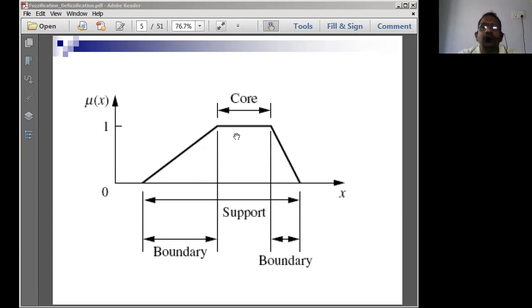Core is only going to have one value, and support is always going to be greater than or equal to 0. So mu of x should be greater than or equal to 0 for the support feature. Core means mu of x should be equal to 1. Coming to boundary, mu of x is always going to lie between 0 and 1. Thereby we can say that they are the basic features of the fuzzy set. This we discussed in the last class.